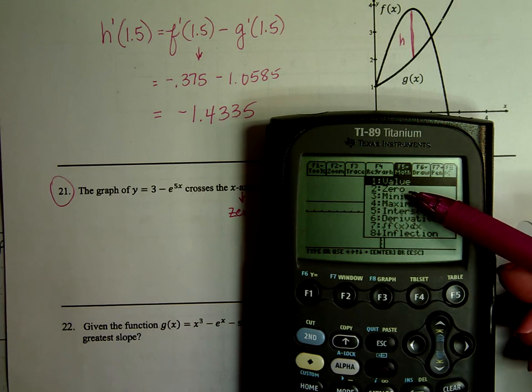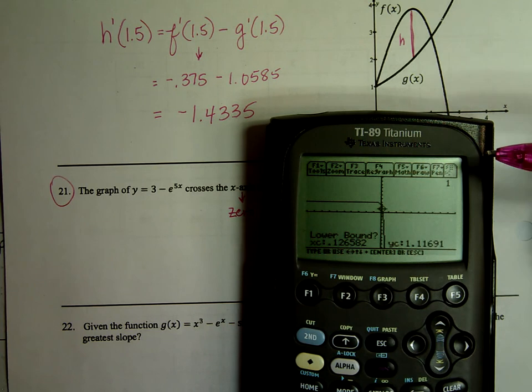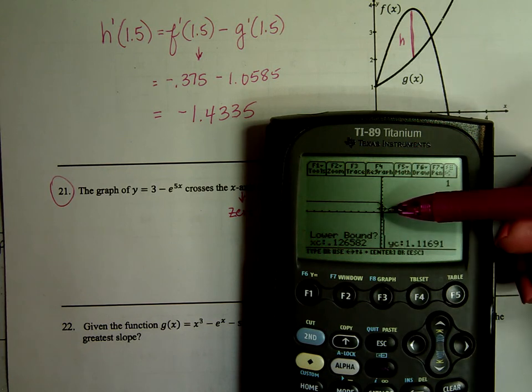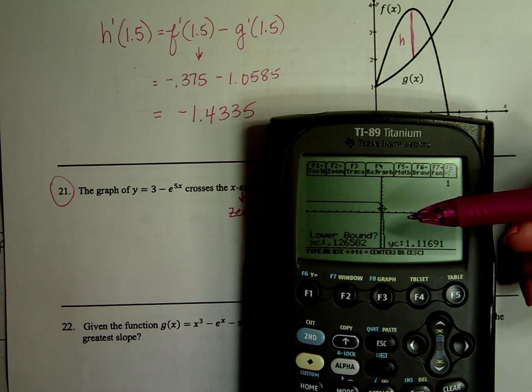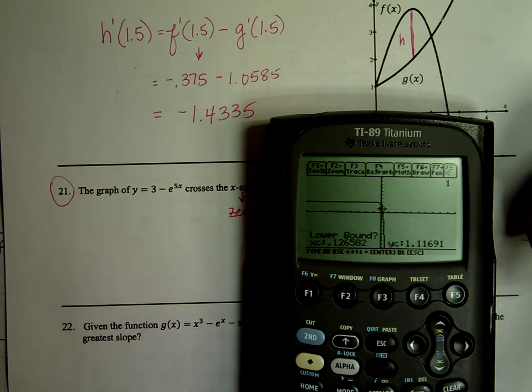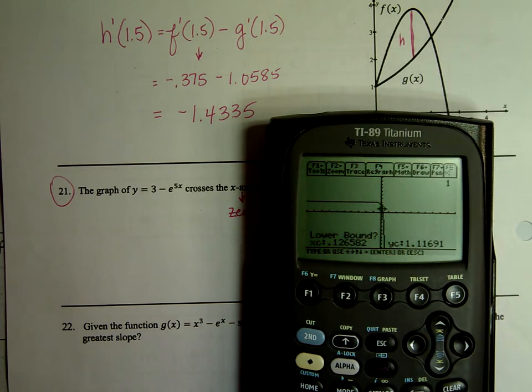So I'm going to have it do that. I'm going to press 2. And it asks me for a lower bound and an upper bound. In other words, it wants a point to the left of where that 0 is and to the right of where that 0 is. Back on the 83s, we would make the blinker go to the left and press enter, and then make it go to the right and press enter. But you can just type in values. Looking at this grid, I can see it crosses the x-axis somewhere between 0 and 1. So that's what I'm going to put in. My lower bound is 0, my upper bound is 1.